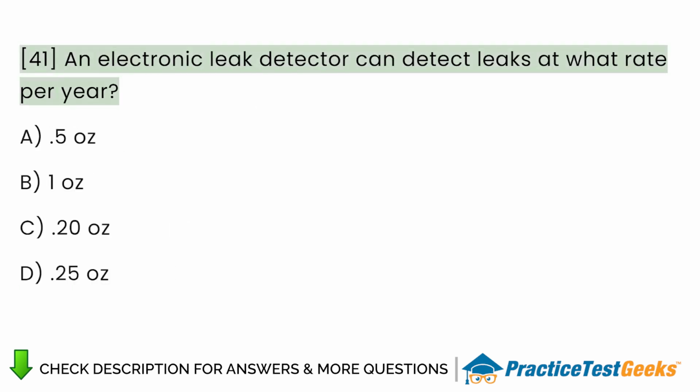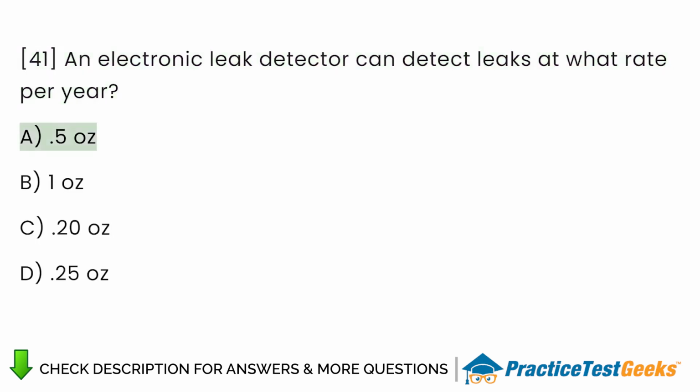An electronic leak detector can detect leaks at what rate per year? A. 5 ounces. B. 1 ounce. C. 20 ounces. D. 25 ounces.